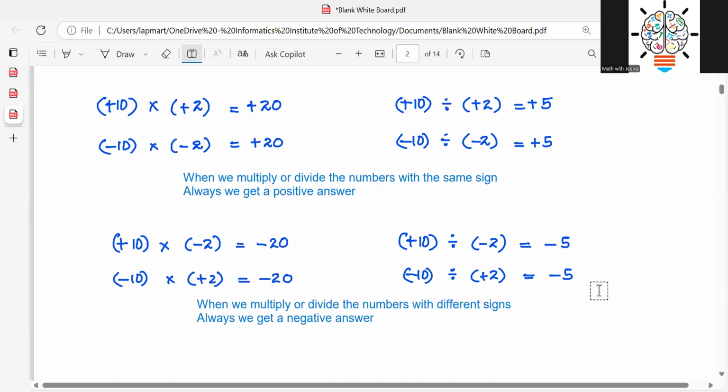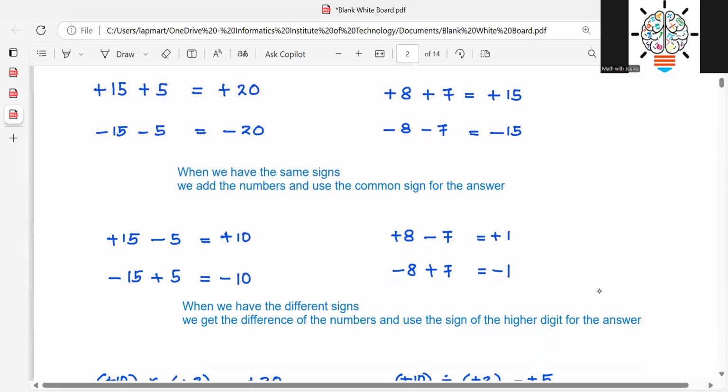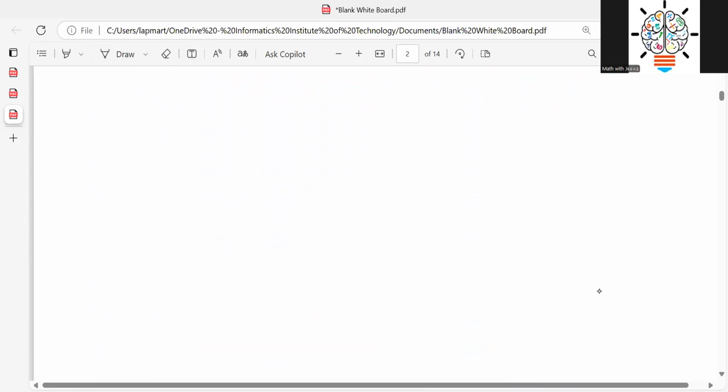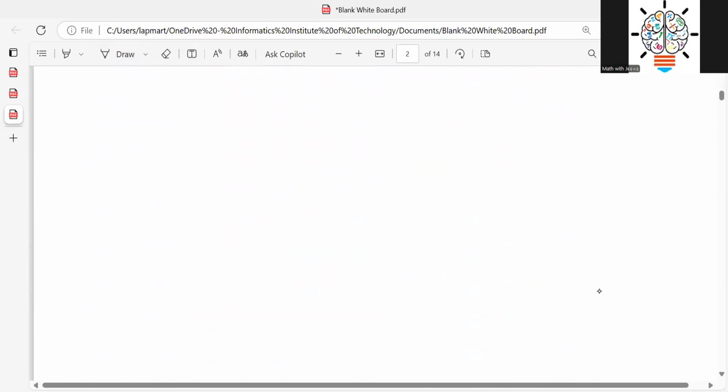So those are the things you want to revise, right? This is one thing I want to revise: when you are adding, when you have the same sign and different signs, and here we discussed what we need to do when we have multiplication and division. You can pause the video and copy down the things, right?